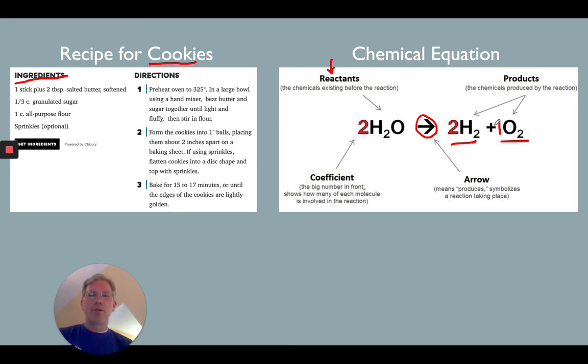Okay, another thing that you want to be worried about here is these ratios. This tells you that if you start off with 2 waters, you will make 2 hydrogens, but you're only going to make 1 oxygen.